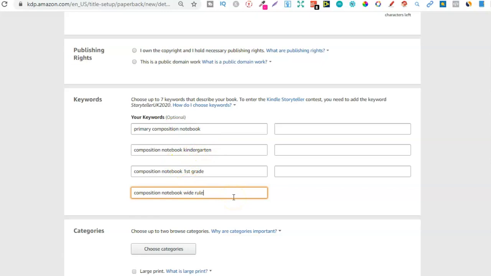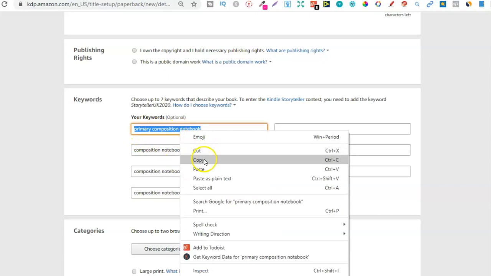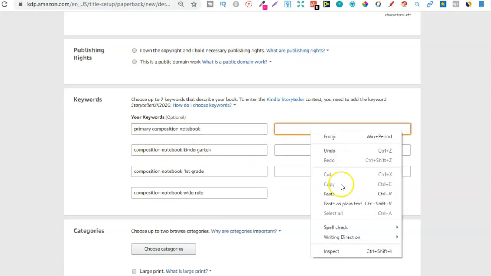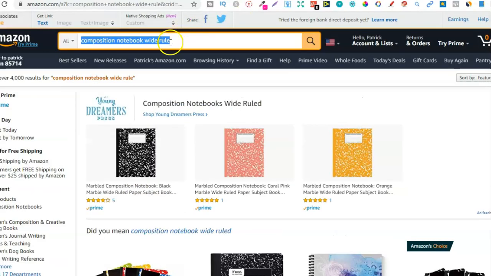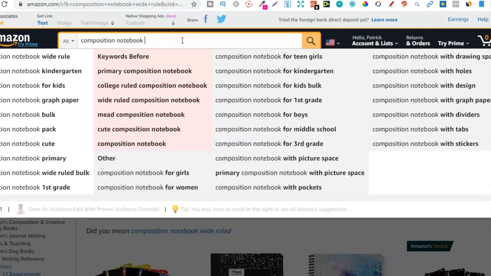Then we got other people who just take the primary composition notebook. So that's 3 keywords just there. Then if we go back over to Amazon and do that, then they take, or I do this as well, kindergarten for kids, graph paper. Well, maybe if the composition notebook was graph paper, I would use that. If it wasn't, I wouldn't, because then it's not relevant to the actual book.